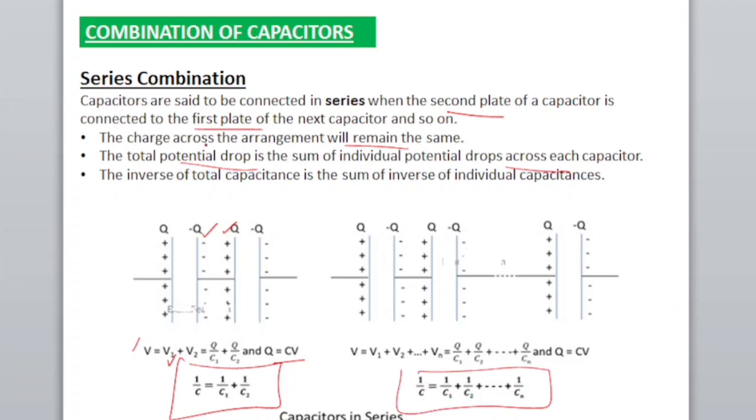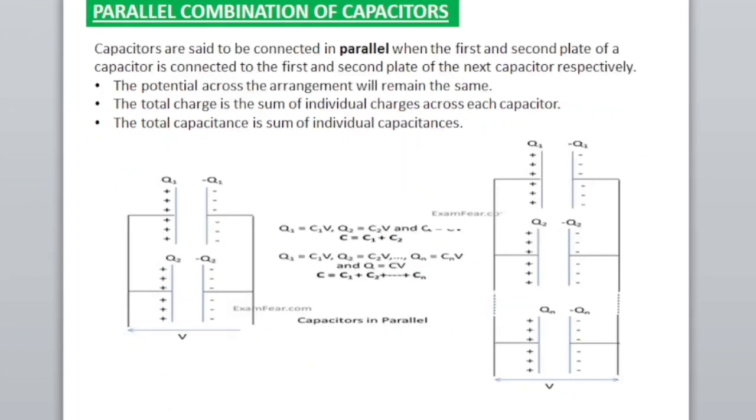So you must remember these points. The charge across each capacitor remains the same. The total potential drop is the sum of the potential drops across each capacitor, and the inverse of the total capacitance is the sum of the inverses of the individual capacitances. Next, parallel combination.